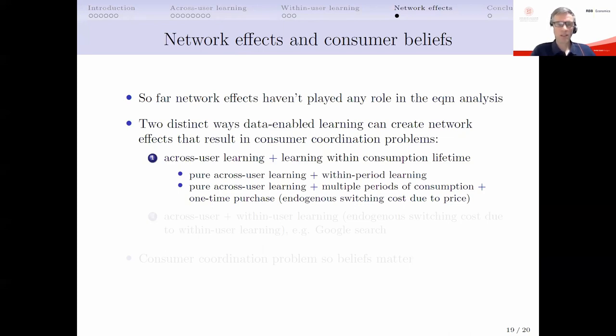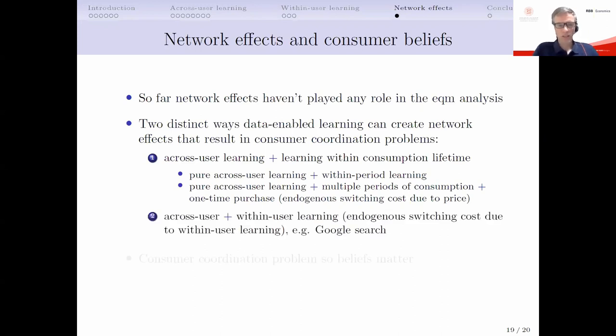In the first case, that's kind of immediate because it's in the period. In the second case, well, I could switch, but because I've already paid this one-time upfront purchase, if I switch, I have to buy again from the other firm. So that creates an endogenous switching cost due to the price. So in either case, we're going to have a coordination problem, and network effects do matter.